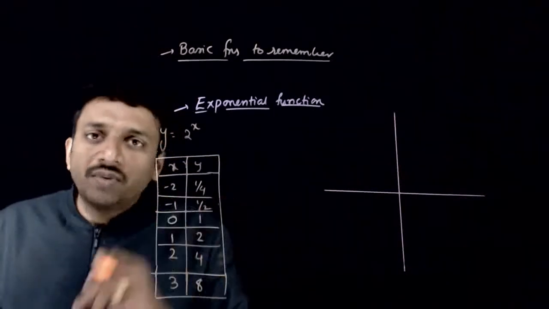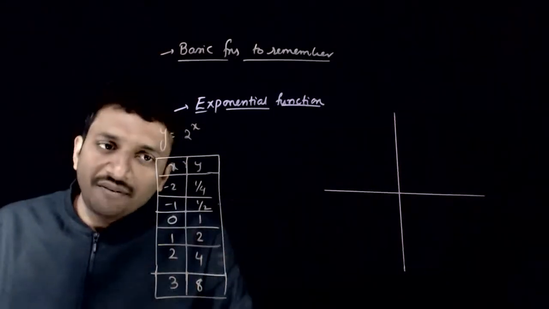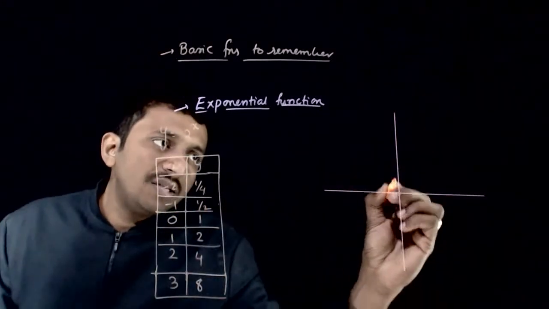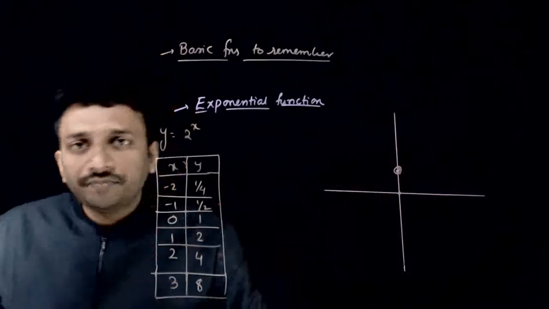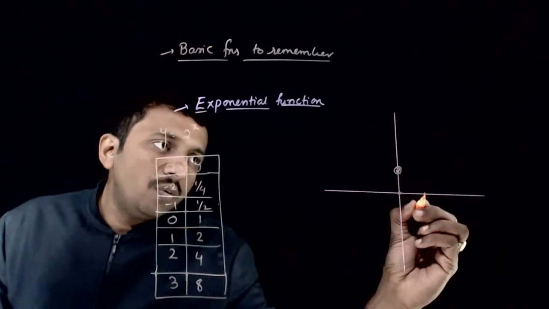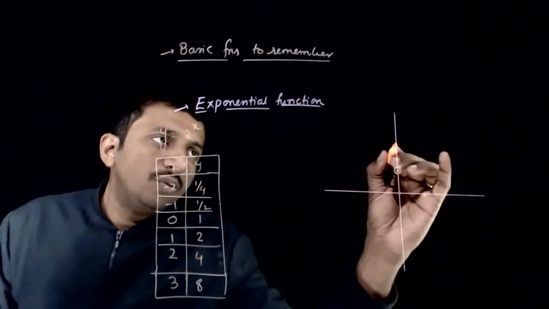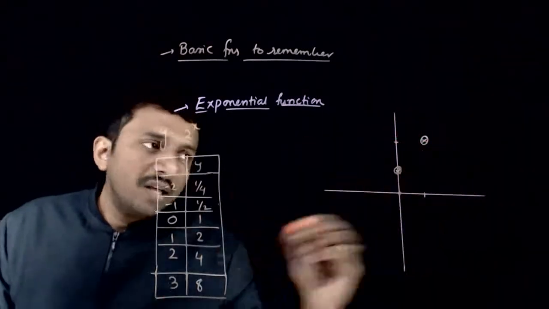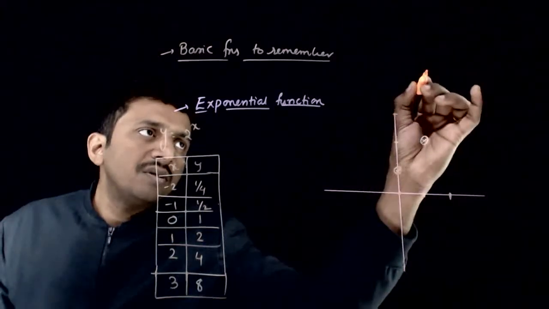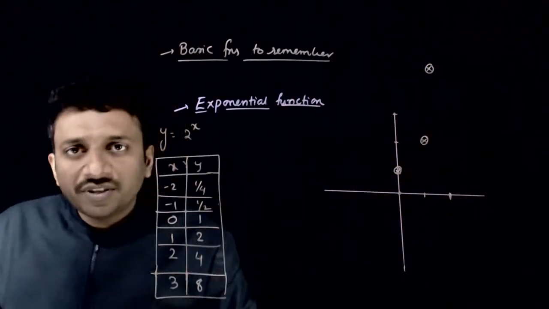So if you plot all these values on the graph, the first point is 0, 1. That is, when x is equal to 0, y is 1. So 0, 1. When x is equal to 1, y is equal to 2. So you have this point. When x is equal to 2, y is equal to 4. So the point has gone quite upwards.